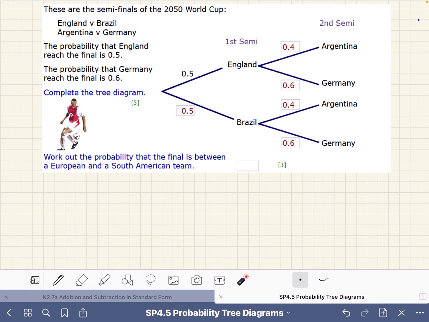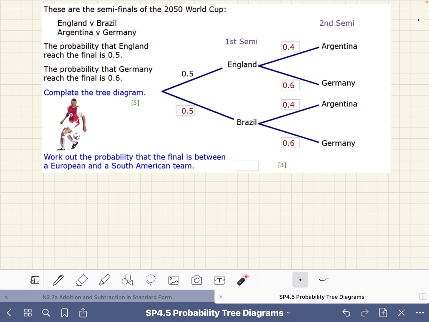The probability that Germany reach the final is 0.6, which we can see here. This set of branches must also add up to 1, which means if Germany winning is 0.6, Argentina winning must be 0.4, as 0.6 add 0.4 equals 1. This set of branches is a duplication of the information above, therefore 0.4 and 0.6 of the probabilities are repeated.